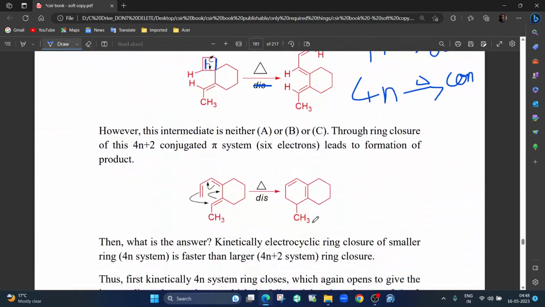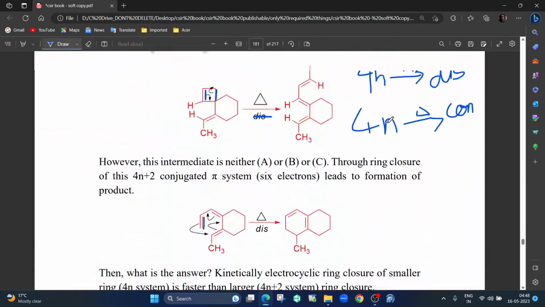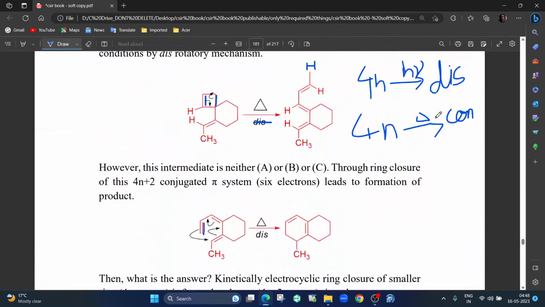Yeah, and then what happens is next step looks like, because it is 4n plus 2, right? So because 6 electrons are there, 2 electrons here, 2 electrons here, 2 electrons, so 6. So 6 pi electrons are there, so 6 is not 4n. 4n plus 2 where n is equal to 1, so 4 into 1 is 4 plus 2 is 6. So now 4n h nu is this, 4n plus 2 thermal is, sorry, 4n thermal is gone.